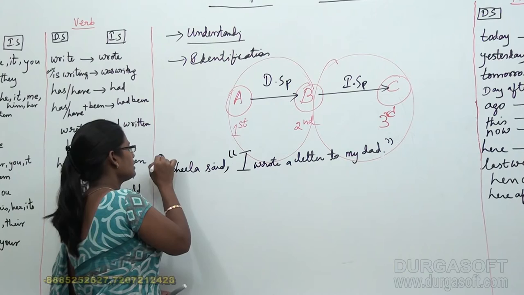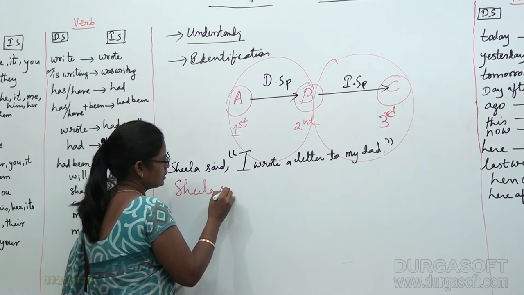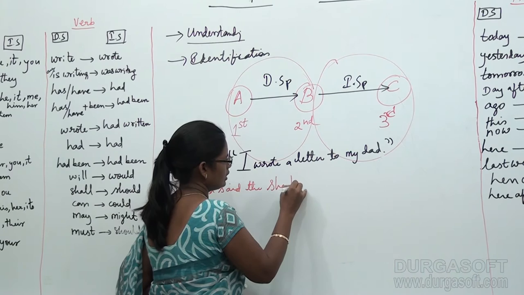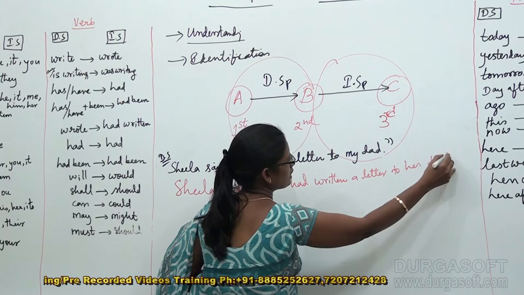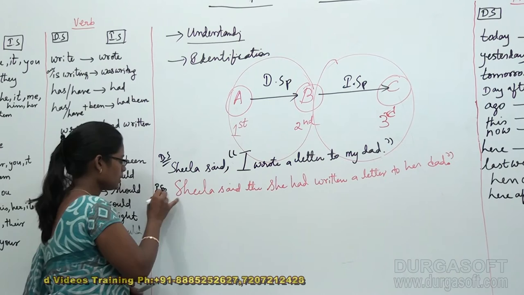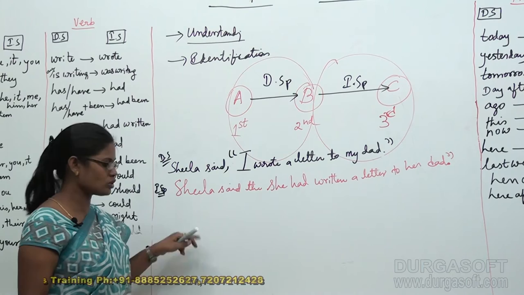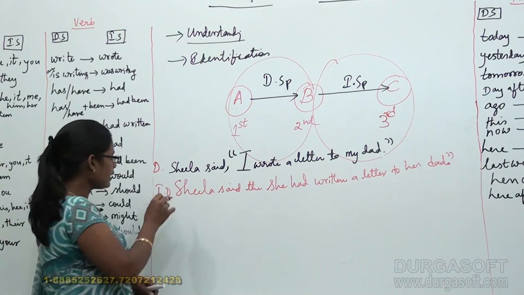Now I would like to convert this into indirect speech. How can I identify? Sheila said that she had written a letter to her dad. To her dad. So this is called indirect speech. This is direct speech and this is indirect speech. Let me give you a big heading for this direct and indirect. Is it clear now? Yeah, this is direct speech and this is indirect speech.